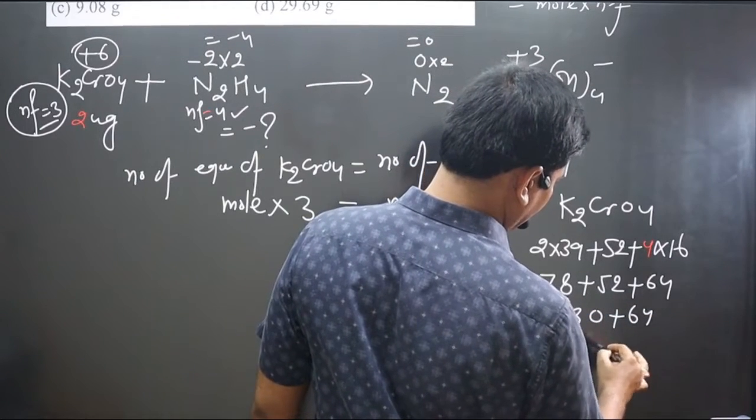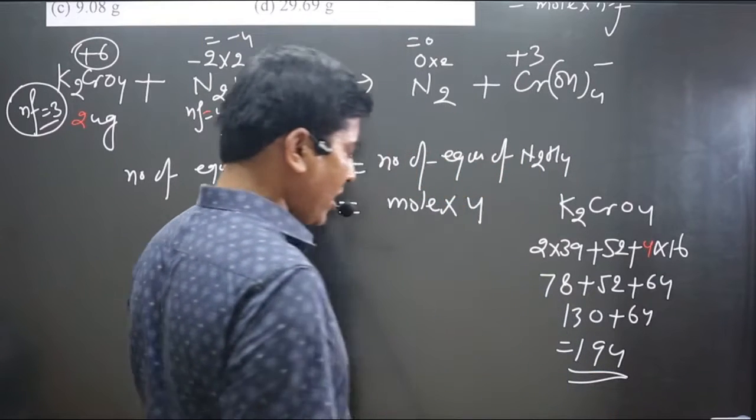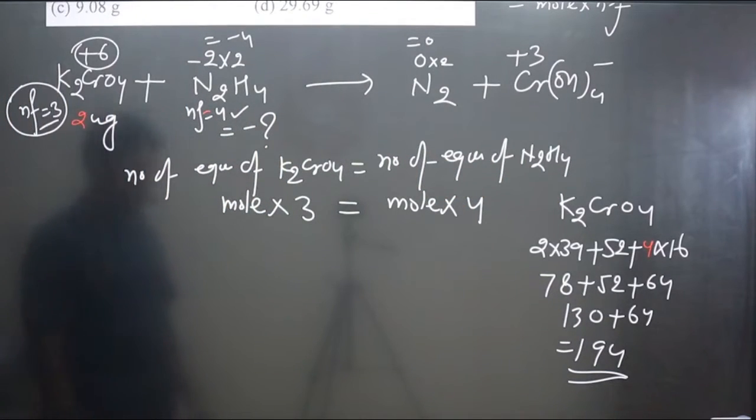So the total is 194. We got 194 gram per mole. This is the molar mass.